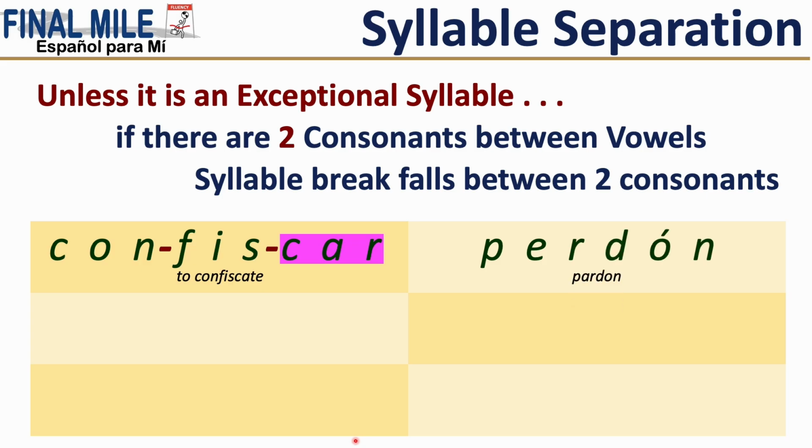Okay, here we go. Same thing. P is not a vowel. We need a vowel. There it is. Now we need to figure out the consonants. We look for the next vowel, which is over here. We have two consonants. Are they part of an exceptional syllable? No, not CH, not double L, not double R. And this is not L or R. So the break goes right here. Let's put it there. And we have a two-syllable word.